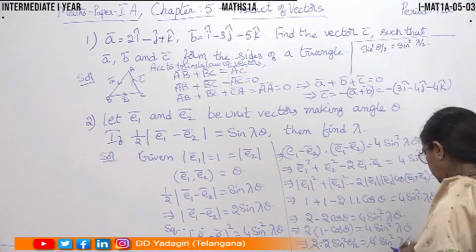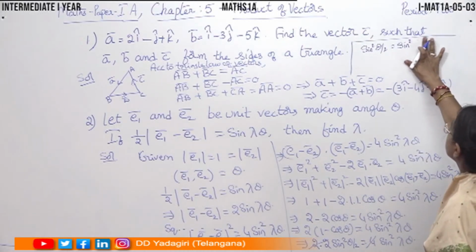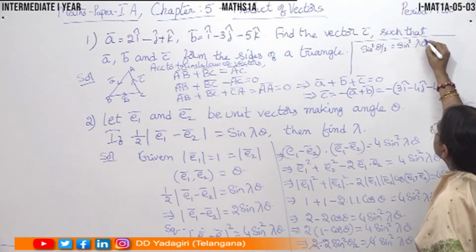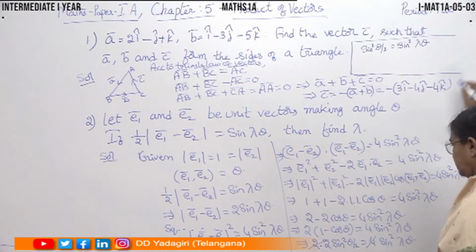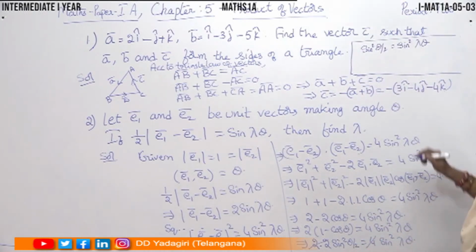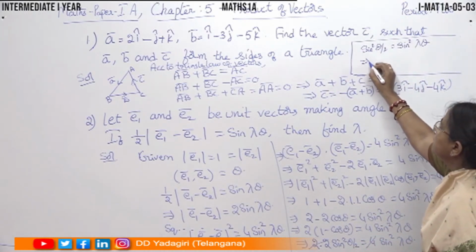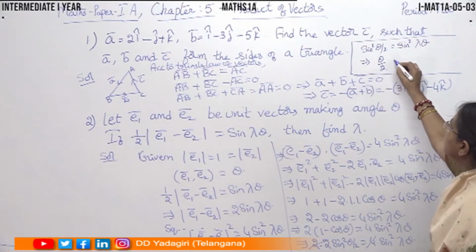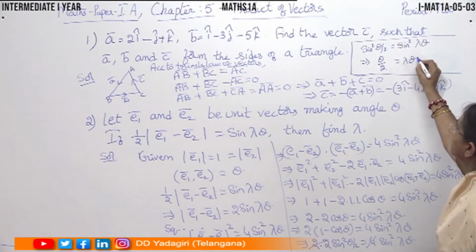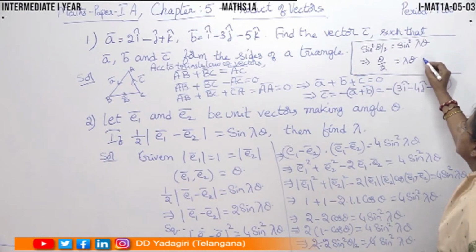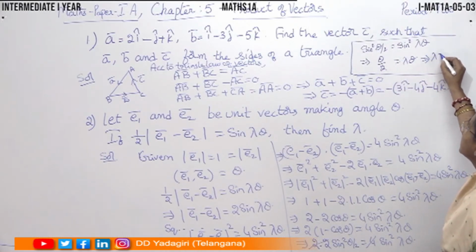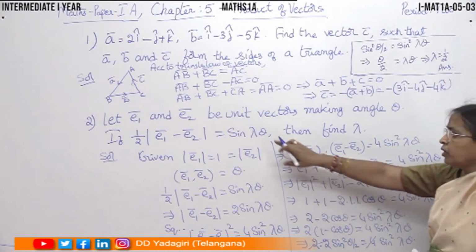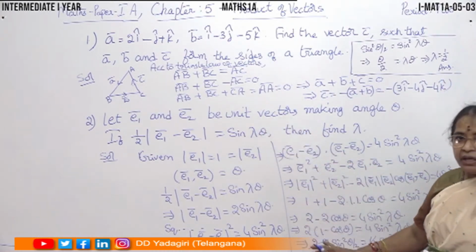So sine square theta by 2 is equal to sine square lambda theta. So that means theta by 2 is equal to lambda theta. So when you cancel theta, you will get lambda as equal to half. This is the answer.